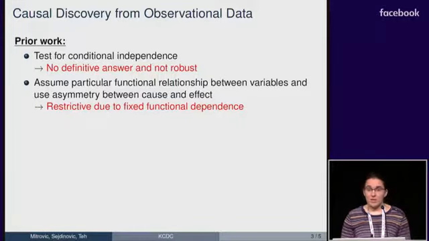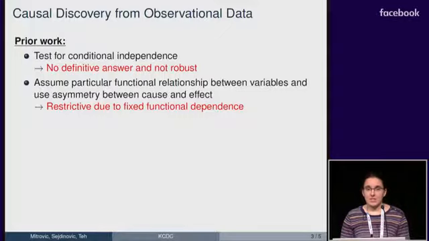Most of prior work can be grouped into two categories. The first category relies on testing for conditional independence. In particular, you would start from the assumption that everything is causing everything, so it's a fully connected graph, and from there you would prune away edges by testing conditional independence between variables. Although this approach is very well mathematically founded, there are a few drawbacks.